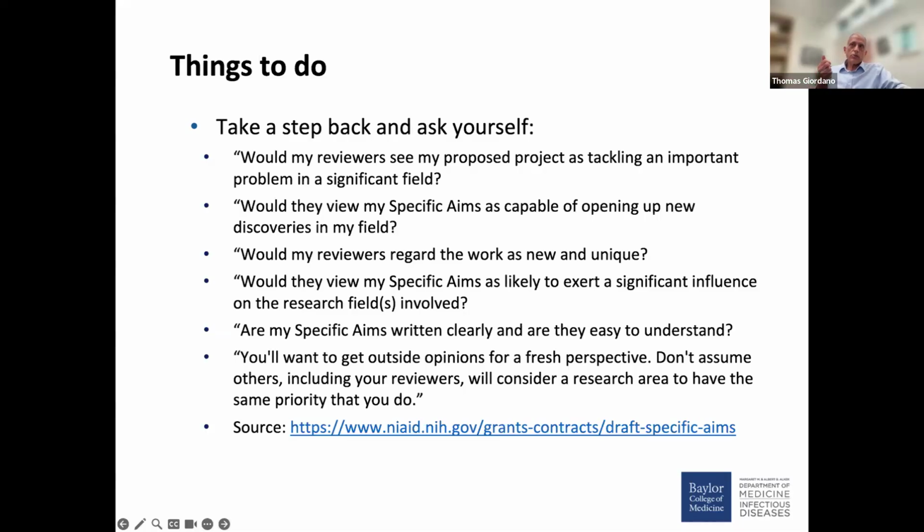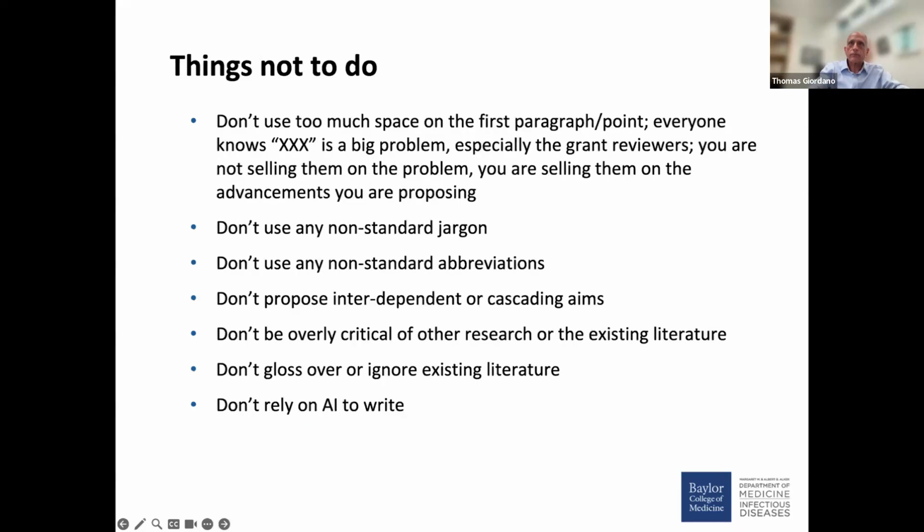Is this going to exert a significant influence in the field? Are the aims written clearly? Are they easy to understand? Get outside opinions. Don't assume everyone, including your reviewers, will consider a research area to have the same priority that you do. So these are some tips from the NIH on how to evaluate your Aims page as you're drafting it. Here are some things not to do.